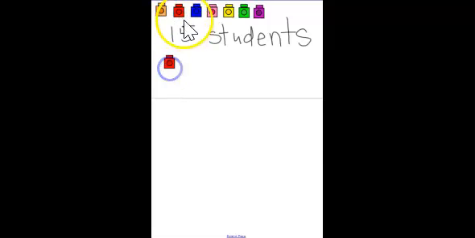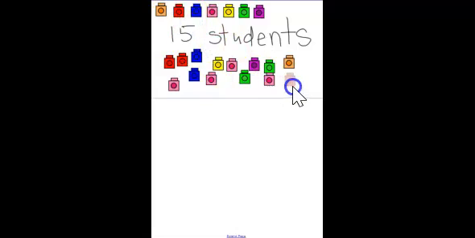I can have them be any color. 1, 2, 3, 4, 5, 6, 7, 8, 9, 10, 11, 12, 13, 14, 15. And I'm going to count again because I want to be really precise and make sure that I have 15 students. Okay, I feel pretty safe that I have 15 students.